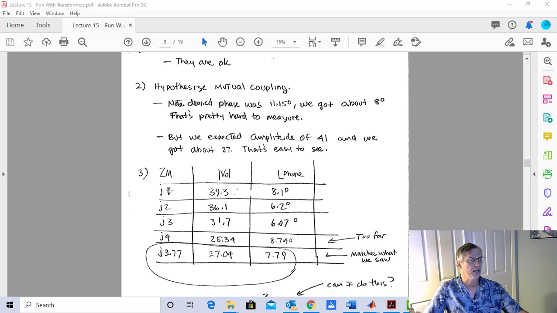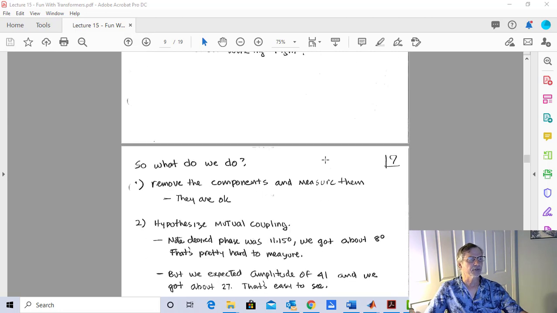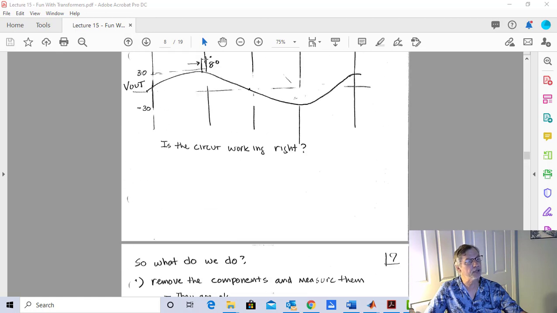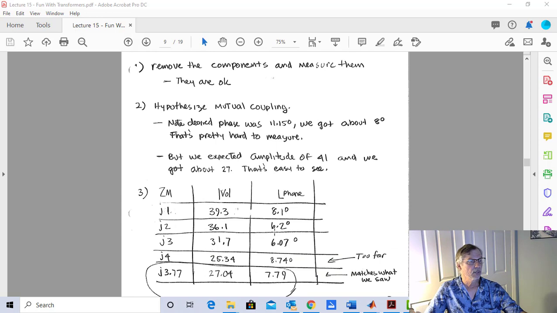So at J1 for mutual coupling, I got 39.3. And remember, I'm trying to match the 27 that I measured from the circuit. It's 27. So J1, I got 39, that wasn't enough. J2, V out came down a little bit. J3, okay. J4, whoops, too far. So I wiggled it around for a while.